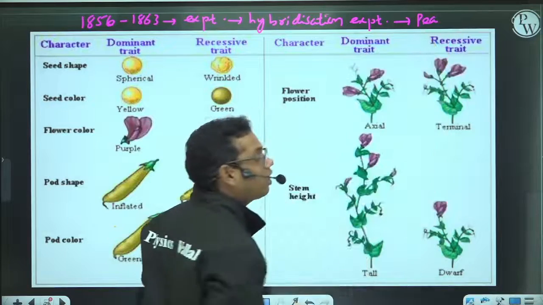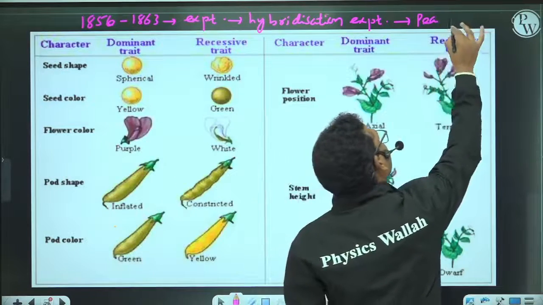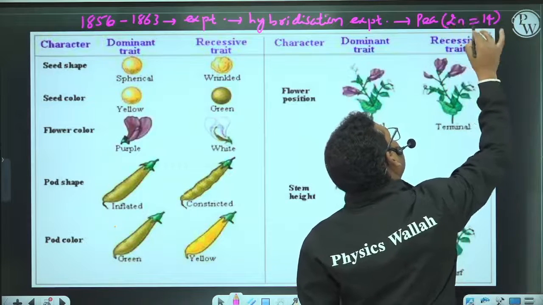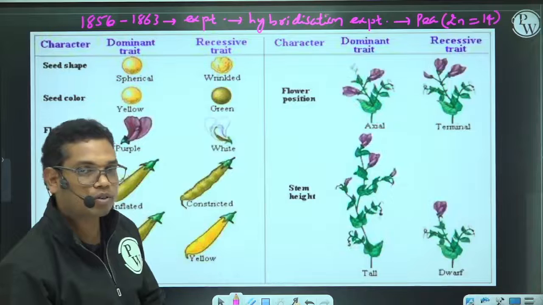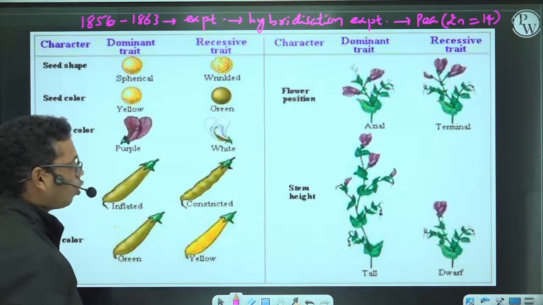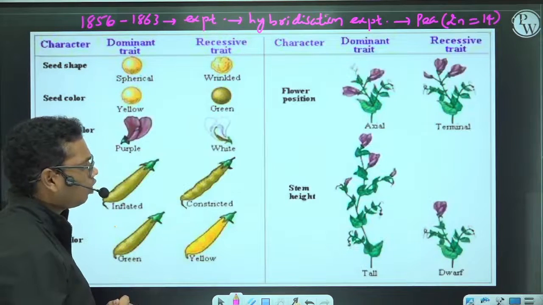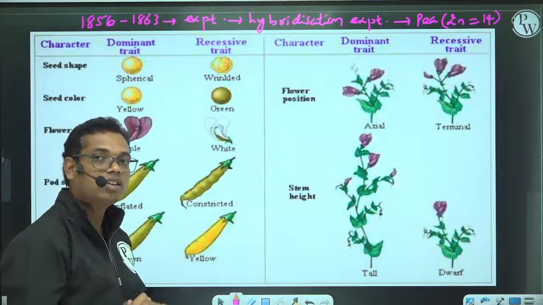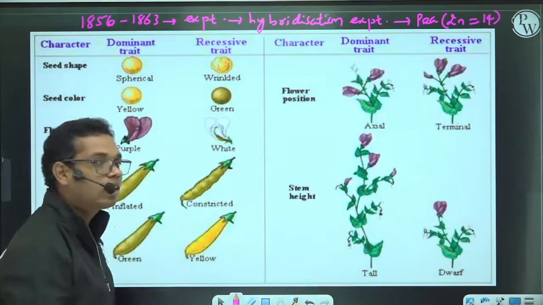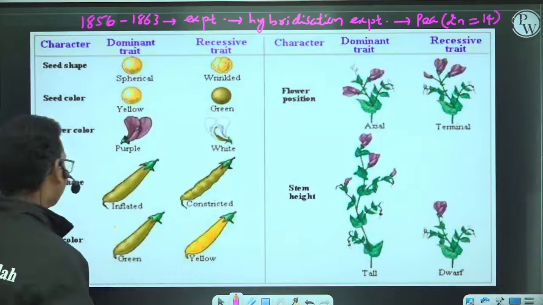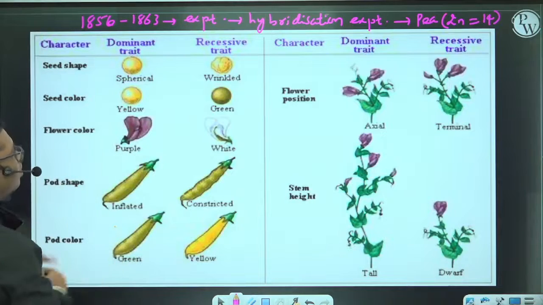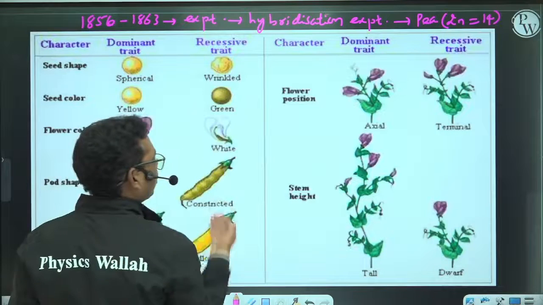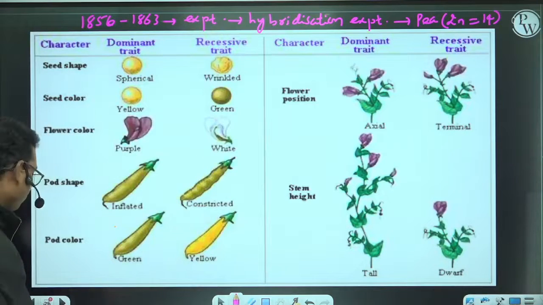In case of pea plant, the pea plant is diploid, and what is the value of diploid? 14. That means in this case 7 different types of chromosomes are present. So Mendel took pea plant for his experiment, he performed his experiment for 7 years, and he considered 7 characters. And these are the characters, and you can see the dominant phenotypes are here and the recessive phenotypes are also present here.